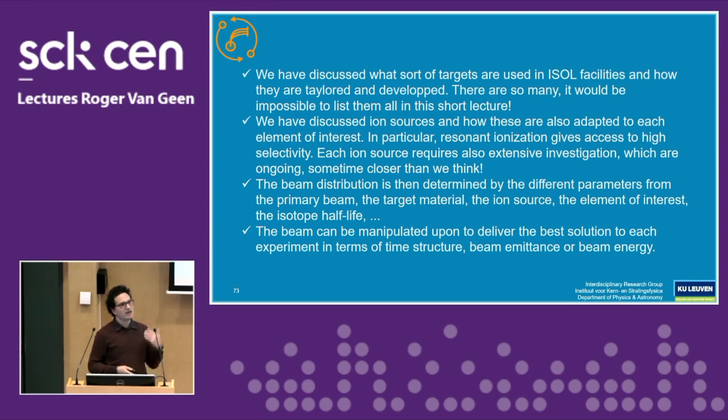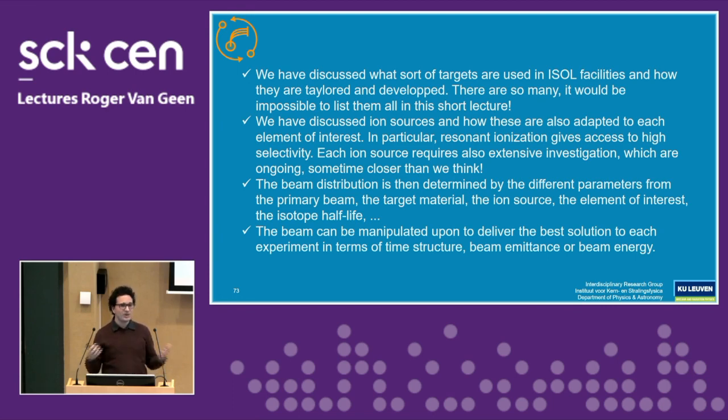Basically, every time you want to design an experiment, you're going to have to think about how to tailor all the parameters to the needs of the science you want to do afterwards. You can also manipulate this beam to deliver the best solution to each experiment in terms of time structure, but I skipped the RFQ cooler bunchers because of time. Beam emittance as well from the RFQ cooler buncher, and also beam energy, that's the post-acceleration that unfortunately we didn't have the time to cover.